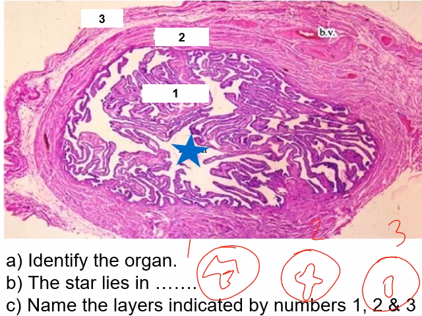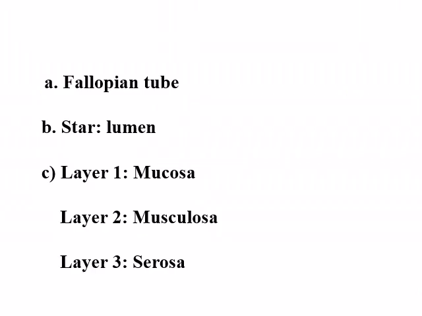If it's transitional with many rounded nuclei, it is transitional, so it's ureter. Number 2, it is vas deferens. Then please look at the muscle. Thin muscle layer, fallopian; moderate, ureter; very large, vas deferens.